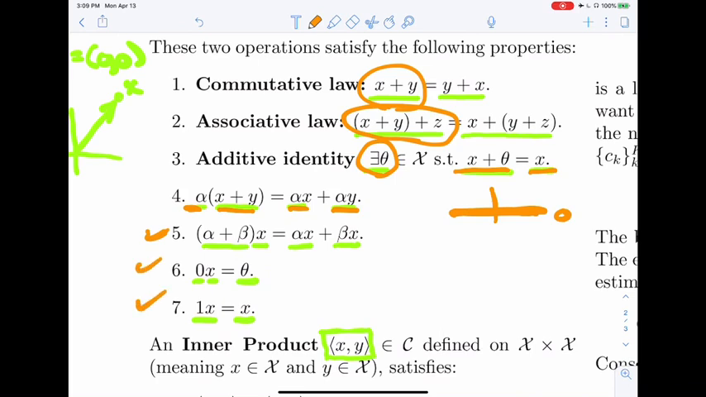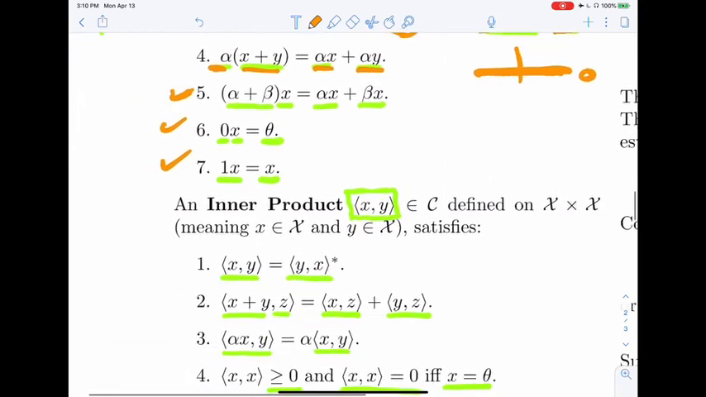Every single one of these can be easily validated or verified as properties that hold for this set of all continuous time energy signals. Easy to show that the set of all continuous time energy signals adhere to these basic properties and also have those two operations of addition and scale multiplication that are necessary for defining a linear vector space.